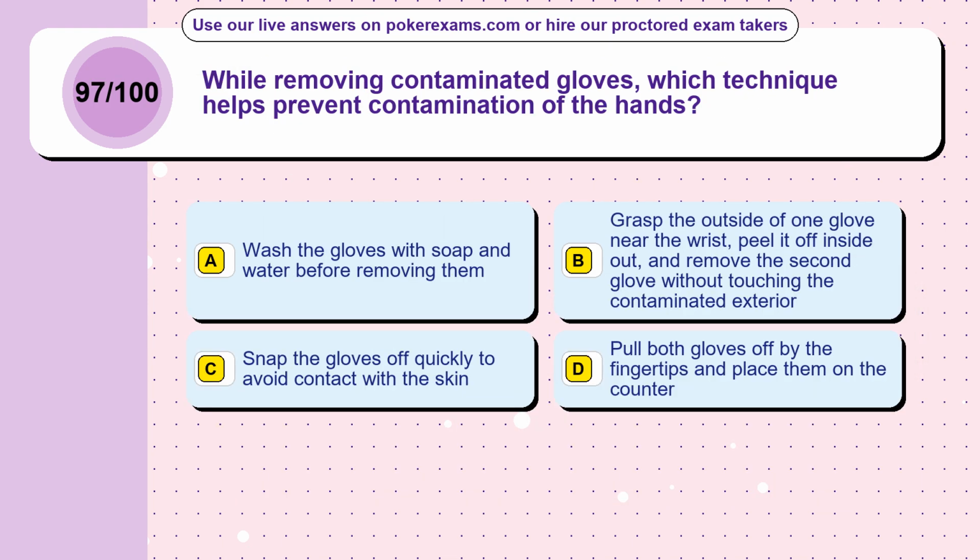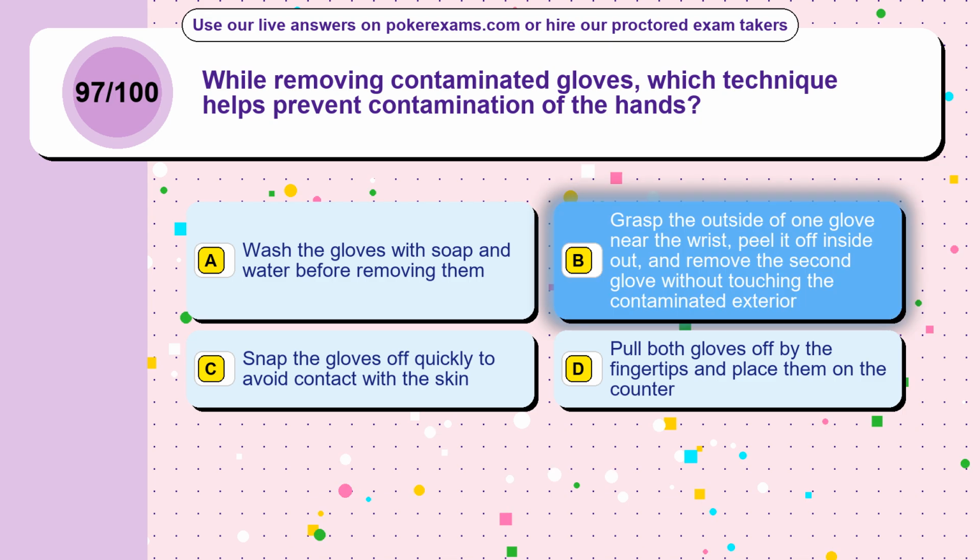Question 97. While removing contaminated gloves, which technique helps prevent contamination of the hands? Option A. Wash the gloves with soap and water before removing them. Option B. Grasp the outside of one glove near the wrist, peel it off inside out, and remove the second glove without touching the contaminated exterior. Option C. Snap the gloves off quickly to avoid contact with the skin. Option D. Pull both gloves off by the fingertips and place them on the counter.